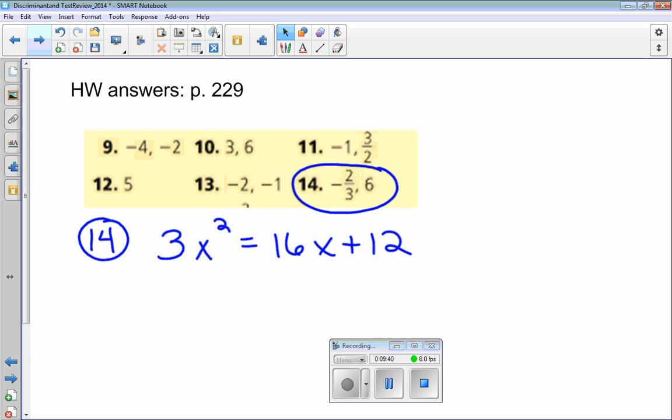What's the first thing you have to do before you plug it into the quadratic formula? Set it equal to 0. Good. And it's not equal to 0 yet. You'll have to do that first.